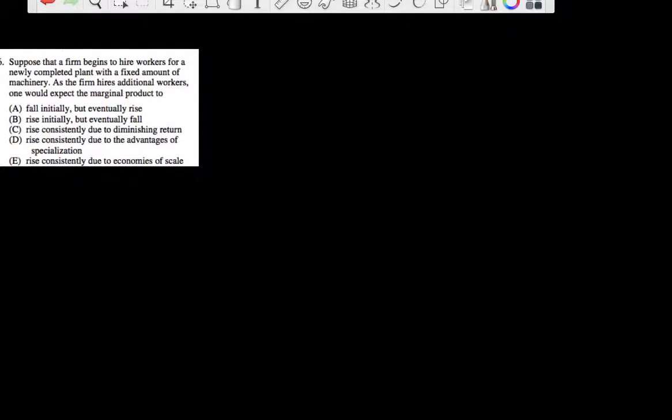Okay. Suppose that a firm begins to hire workers for a newly completed plant with a fixed amount of machinery. As the firm hires additional workers, one would expect the marginal product. So in this question, the key is this term called marginal product. Okay, marginal product. And what does that mean? So it's a ratio. It's a rate of change. It's the rate of change of the product produced.